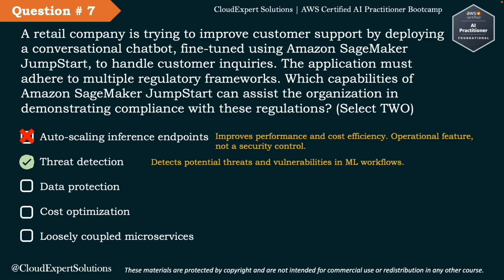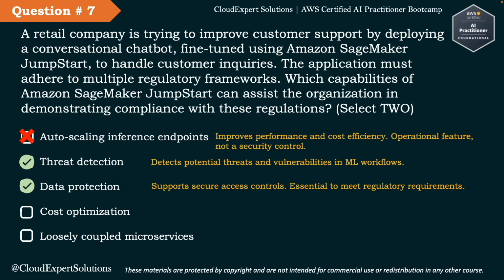The third option is data protection. Jumpstart provides capability for encryption of data at rest and in transit. Encryption supports secure access control. This feature is again a potential correct option, so let's park it and review the remaining two.